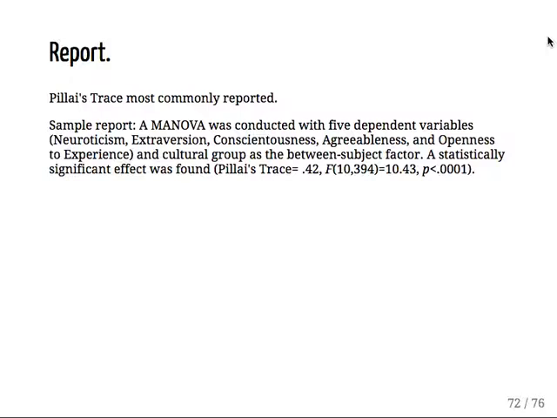A sample report would be like: a MANOVA was conducted with 5 dependent variables, and then you would list those: neuroticism, extroversion, conscientiousness, agreeableness, and openness to experience, and culture group as a between-subject factor. Then you could write that a statistically significant effect was found, and you report the Pillai's trace, the F-test, and the p-value. This is how I would write up this type of finding in APA style. Any questions so far?